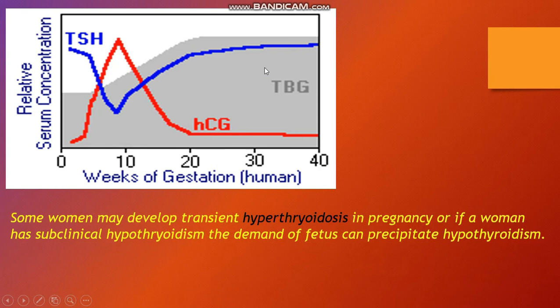Some women may develop transient hyperthyroidism in pregnancy, or if a woman has subclinical hypothyroidism, the demand of the fetus can precipitate hypothyroidism.